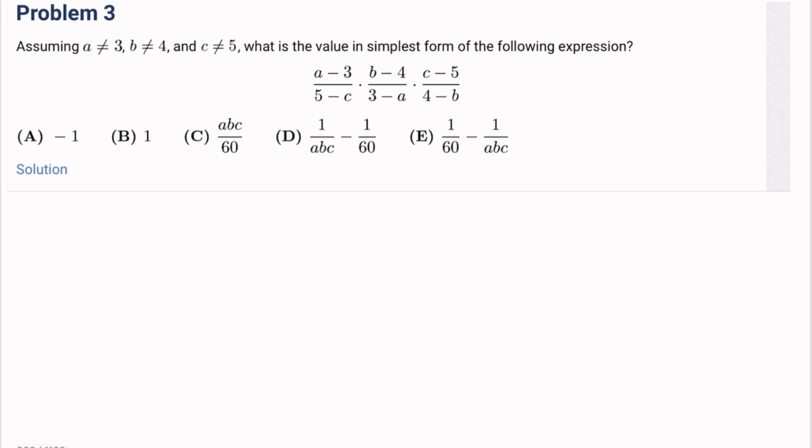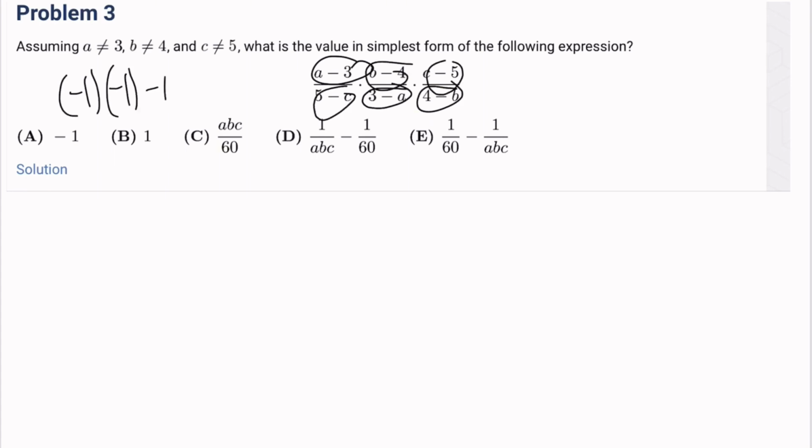Number 3, assuming A is not 3, B is not 4, and C is not 5, what is the value in the simplest form of the following expression? This one. Okay, so first we can see that this and this have just opposite signs. So this is -1, and then the same thing, this is also -1, this is also -1, so these are all multiplied together, which makes -1. So the answer is A.